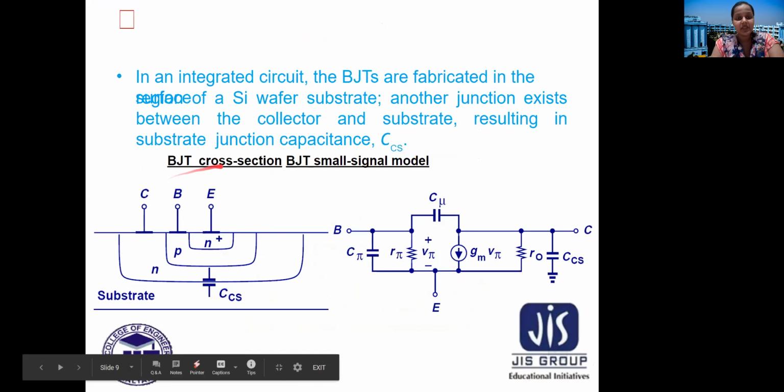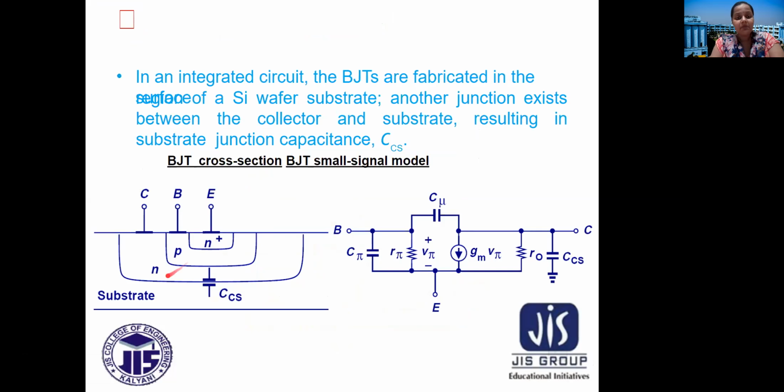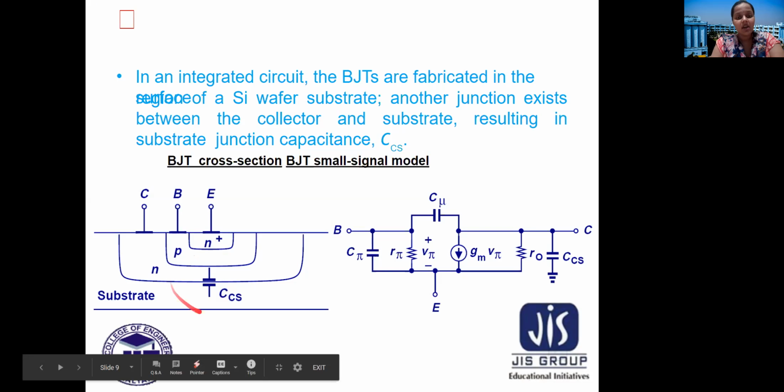This is the BJT cross section of an NPN transistor. We can see this is the emitter terminal, this is the base terminal and collector terminal. Now see, here there is a capacitor with base and collector. It's a common capacitor connecting base and collector.